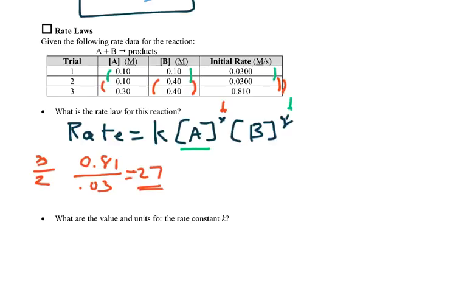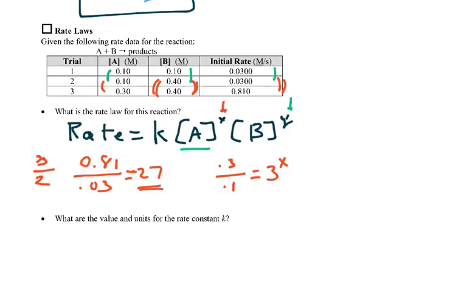Now B, its concentration has not changed at all, so any change that caused that rate must be due to the A. So how did the concentration of A change? That was 0.3 over 0.1, and so that's going to come out to be 3. So I'm saying that 3 to the x power is equal to 27. So that little x up there must be something, 3 to some power equals 27.